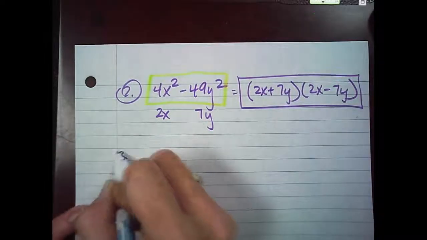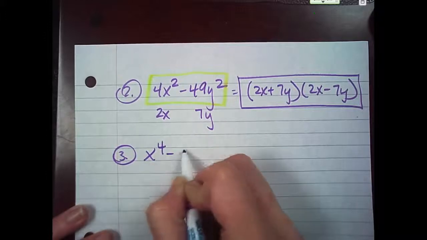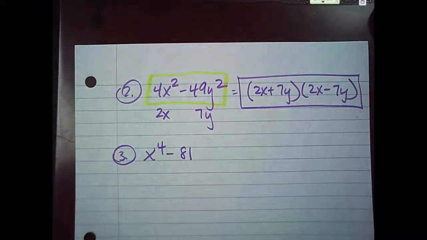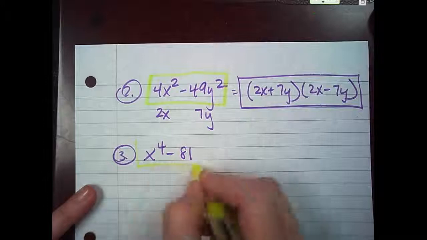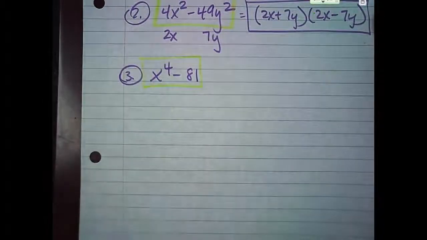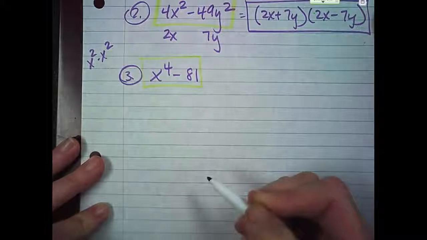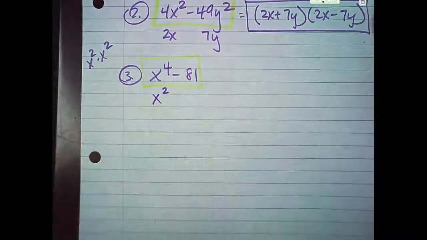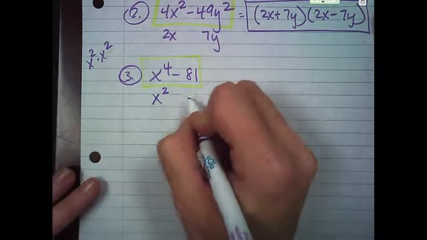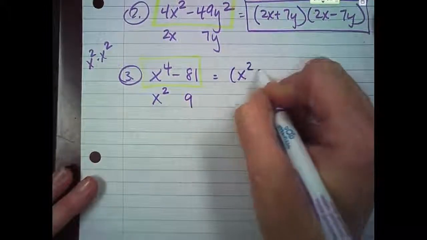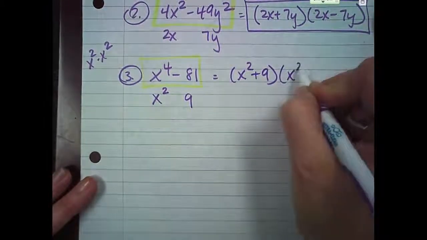Number 3. x to the 4th minus 81. Two terms, check. Minus in the middle, check. Are they perfect squares? Are they? Yeah. x to the 4th is the same as x squared times x squared. So the square root of x to the 4th is x squared. The square root of 81 is 9. So your answer is x squared plus 9 and x squared minus 9.